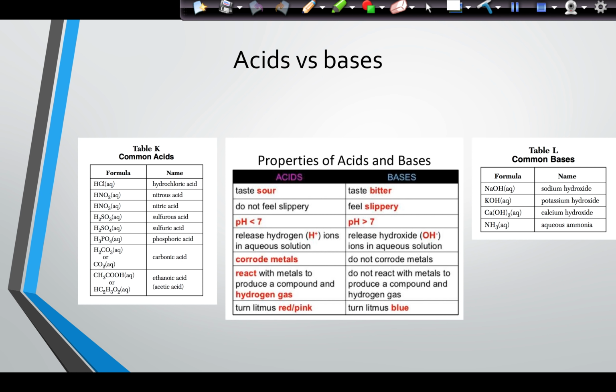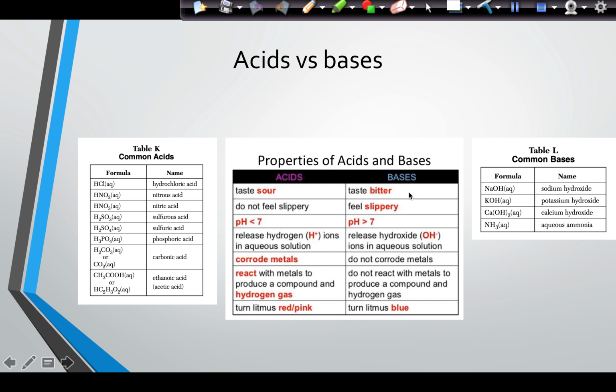When we're talking about acids and bases, remember that table K has common acids, table L has common bases. You should know that acids tend to taste sour. They have a pH of less than 7. They put H+ ions in aqueous solution. They corrode all metals that are more active than hydrogen on table J. They react with metals to produce a compound and hydrogen gas. Again, the metals that are more active than hydrogen on table J will do this. And they turn litmus red.